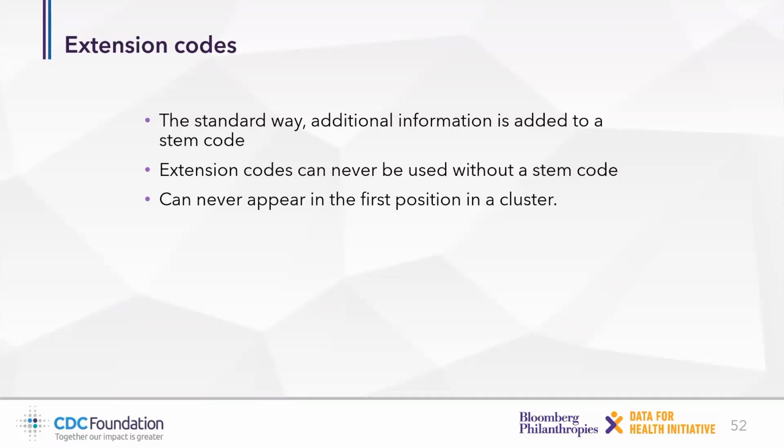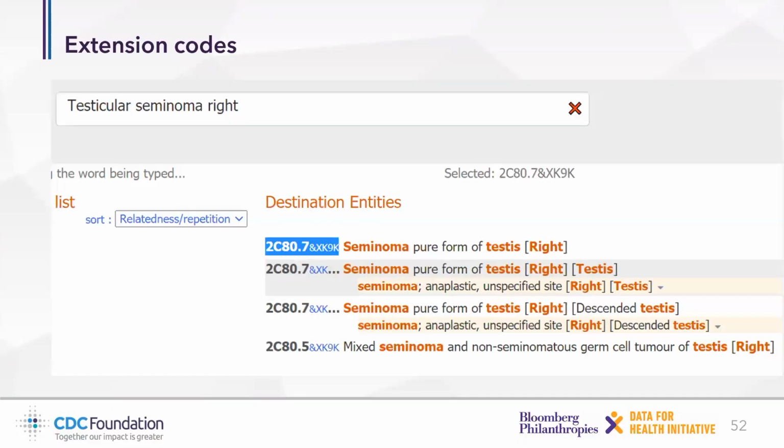And they will never appear in the first position in a code cluster. So if you have a cluster of codes or several codes together, an extension code will not appear at the first position, right? It will be at the second or maybe third or fourth position. It will never appear in the first position in a cluster. An extension code starts with X. The first character in an extension code is X.